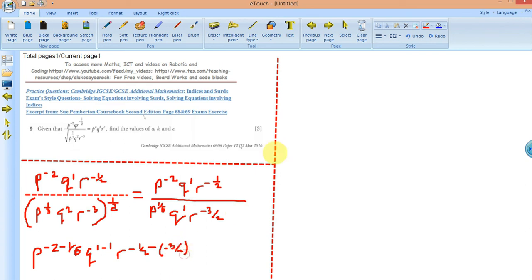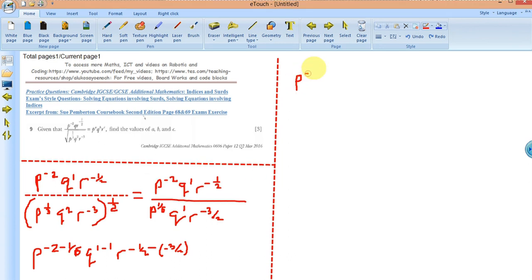So you can go ahead and pick up a calculator and do minus 2 minus 1 over 6. That gives minus 13 over 6. So that is p raised to the power of minus 13 over 6. Don't forget I'm just working on the left hand side, so we go to the right hand side and see what a, b, c are. So that's for p. Then q, 1 minus 1 is what? 0. So that is q raised to the power of 0.